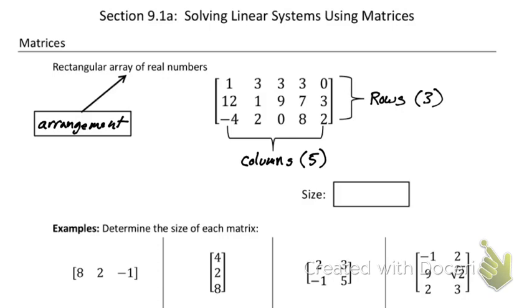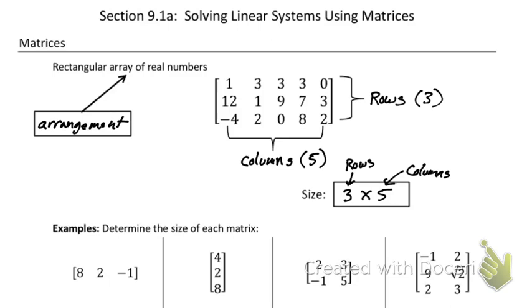Now, when I'm building a matrix, we need to know the size of it in order to occupy it. When we give sizes of a matrix, we go row by column. So in this case, we will have a 3 by 5 matrix. A 3 by 5 has 3 rows and 5 columns. So those are the basics of what a matrix is.